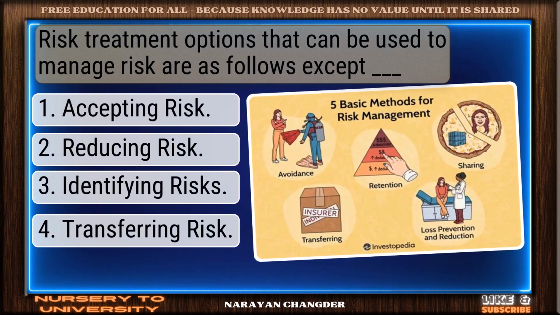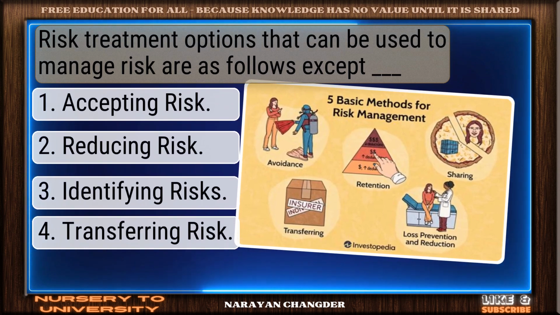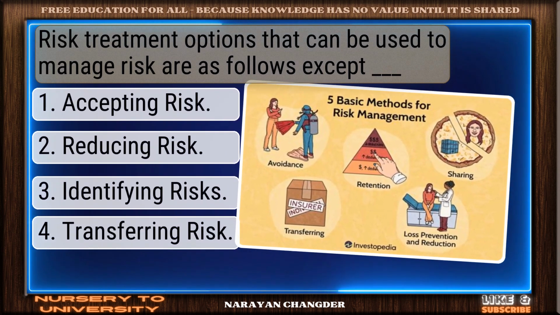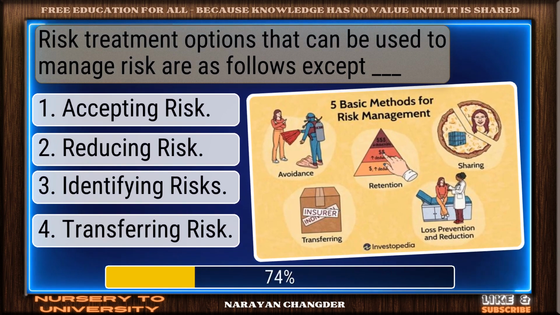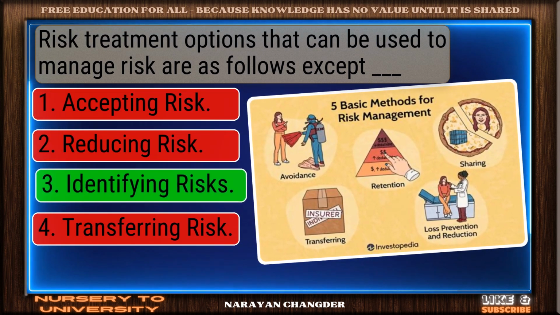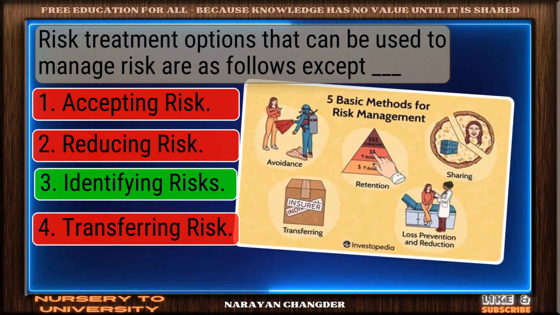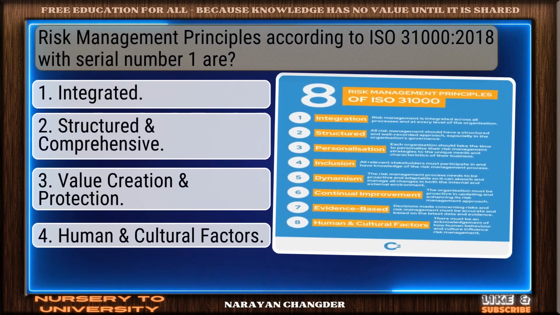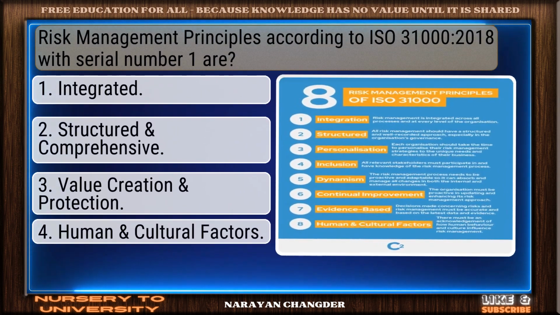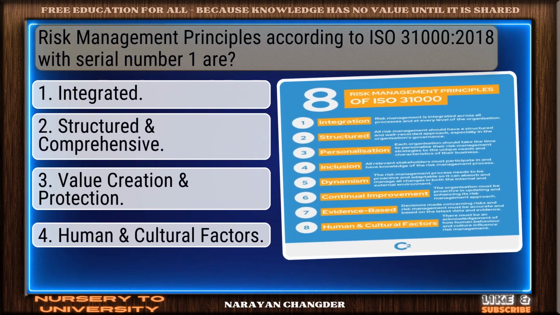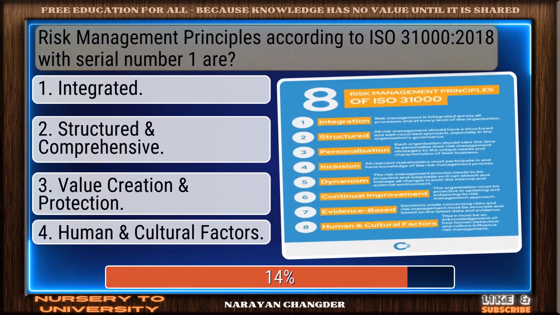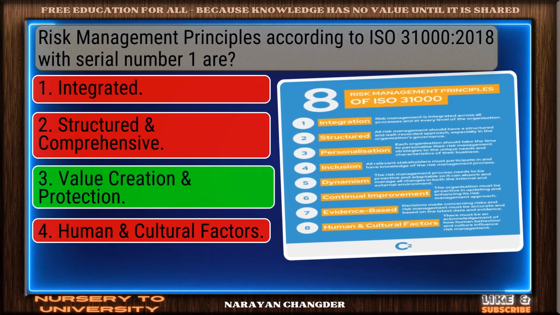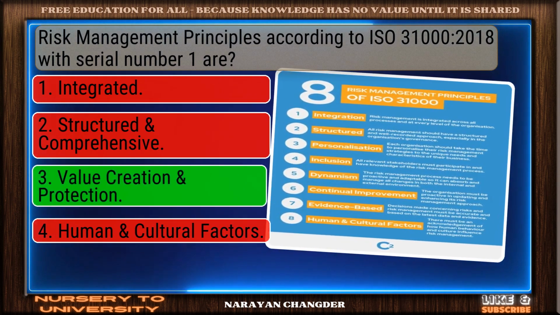Risk treatment options that can be used to manage risk are as follows, except... Excellent. Identifying risks is a brilliant choice. Risk management principles according to ISO 31000 2018 with serial number 1 are... Nice work. You chose value creation and protection, and it is correct.